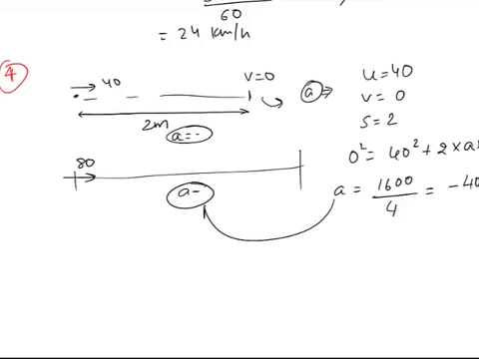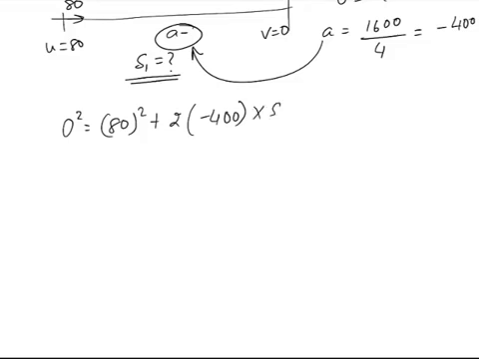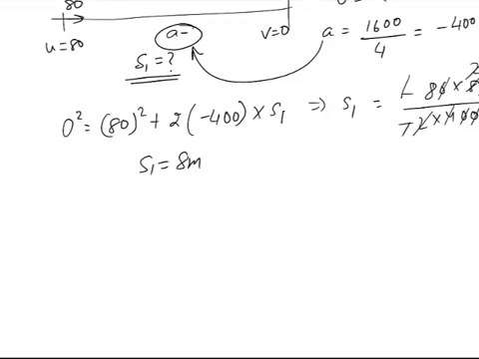And the same acceleration is applied over here, and in this case u equals 80. Final velocity is again 0, but you have to find the displacement s1. So let's apply the same equation again. 0 square equals u square, that is 80 square, plus 2 into acceleration, that is minus 400, into s1, and s1 equals minus 80 into 80 over minus 2 into 400. The zeros cancel, 4 into 2 and 2 cancel, minus minus cancels, and s1 is simply 8 meters.